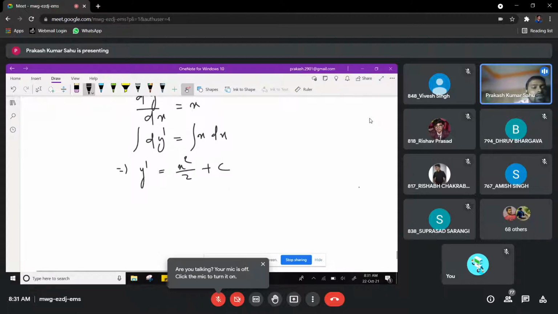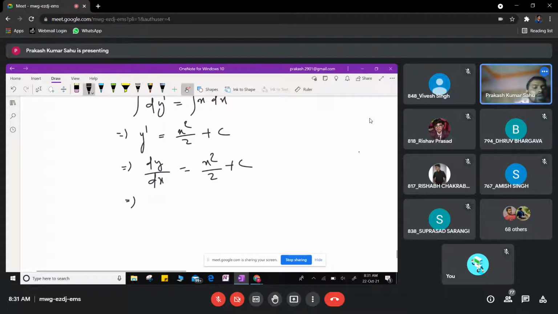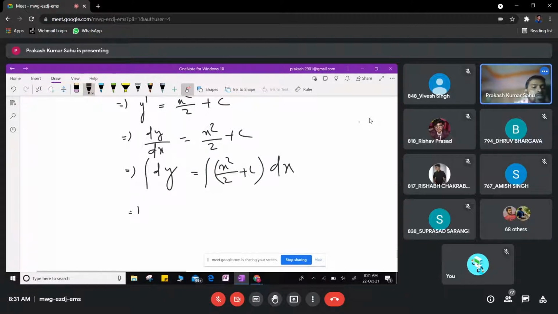Again, this y dash is nothing but dy by dx. So dy by dx is equal to x square by 2 plus c. If you again separate the variables, dy is equal to x square by 2 plus c dx. Now taking integration on both sides, you will get y is equal to x cube by 6 plus c. C is a constant, so the integration of dx is x plus another constant d.